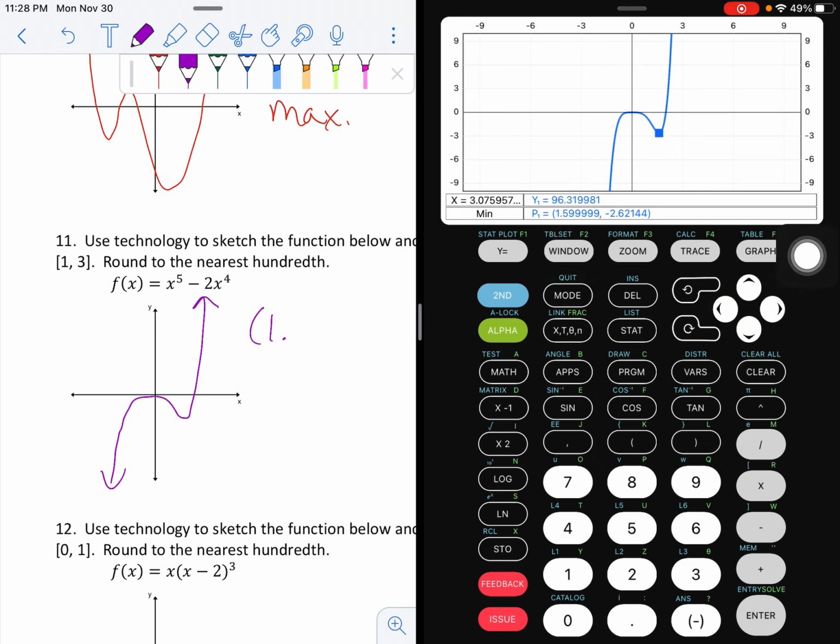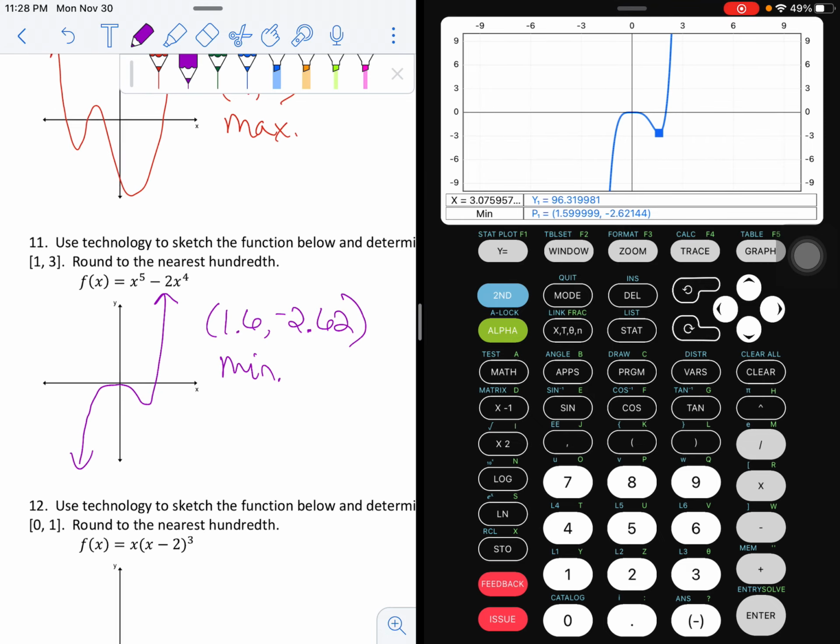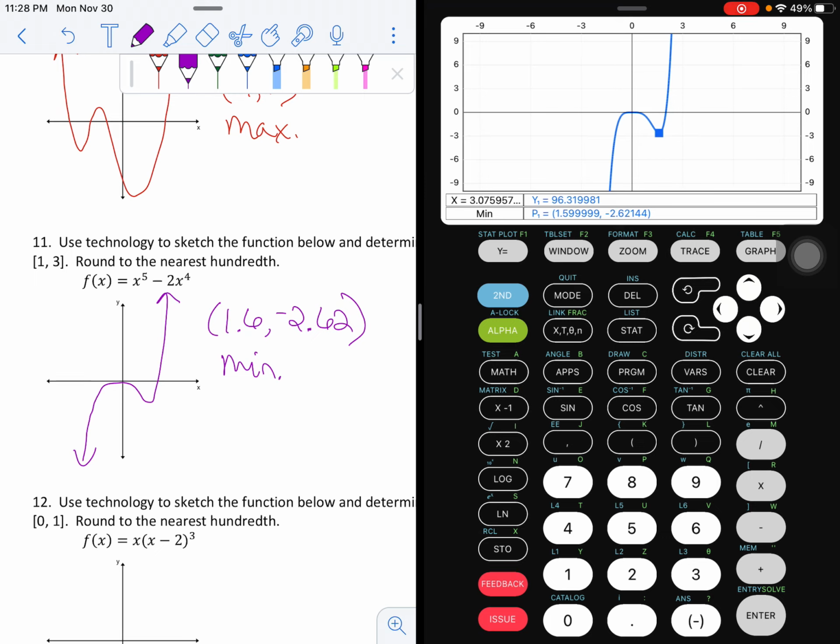Okay, so for the x value, I'm going to use 1.5. If I round that, that's going to turn into 1.6 and negative 2.62. It says to round to the nearest hundredth, so I want 2 decimal places. And that is the relative minimum. All right, so that's what you can do for Calculate 84.